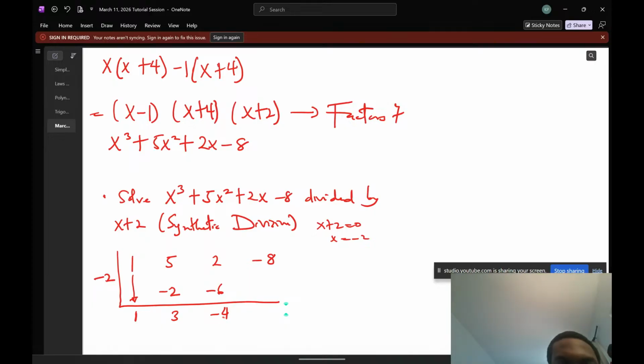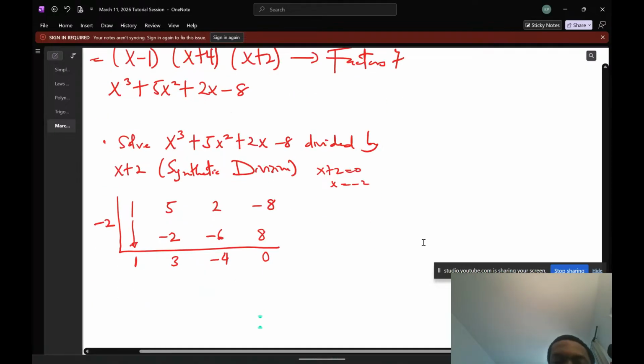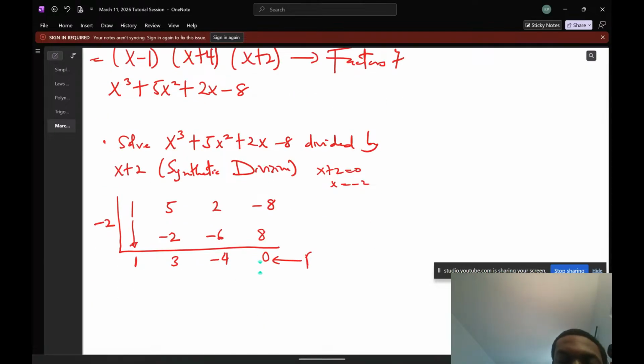Minus 4 times minus 2 is plus 8. Minus 8 plus 8 will give us 0. So the last number that we get is 0. This will be the remainder. So now we'll write it like this.